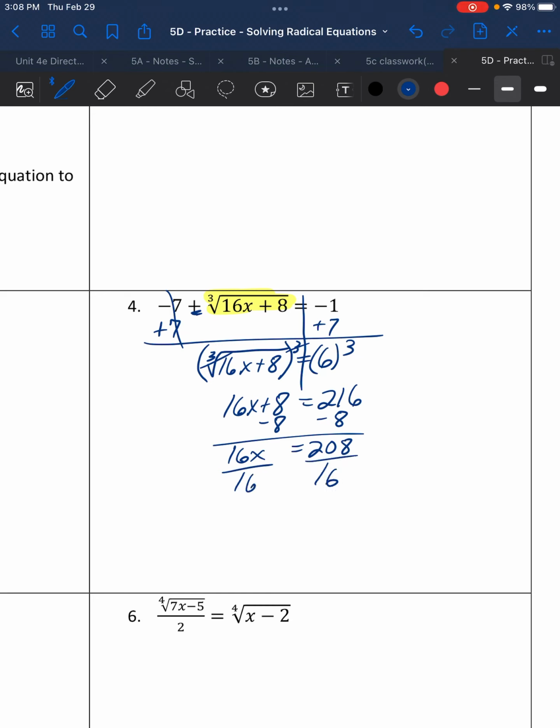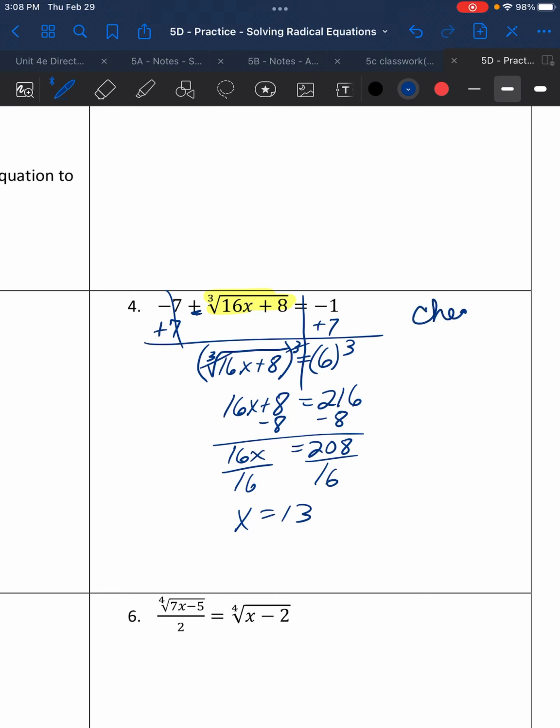208 divided by 16. I'm going to have to do some quick math on this. Didn't realize I was going to be doing this. Oh no, my Desmos is slow. 160, 48. That's going to be 13, I believe. 208 divided by 16 is 13. Should just trust my brain.